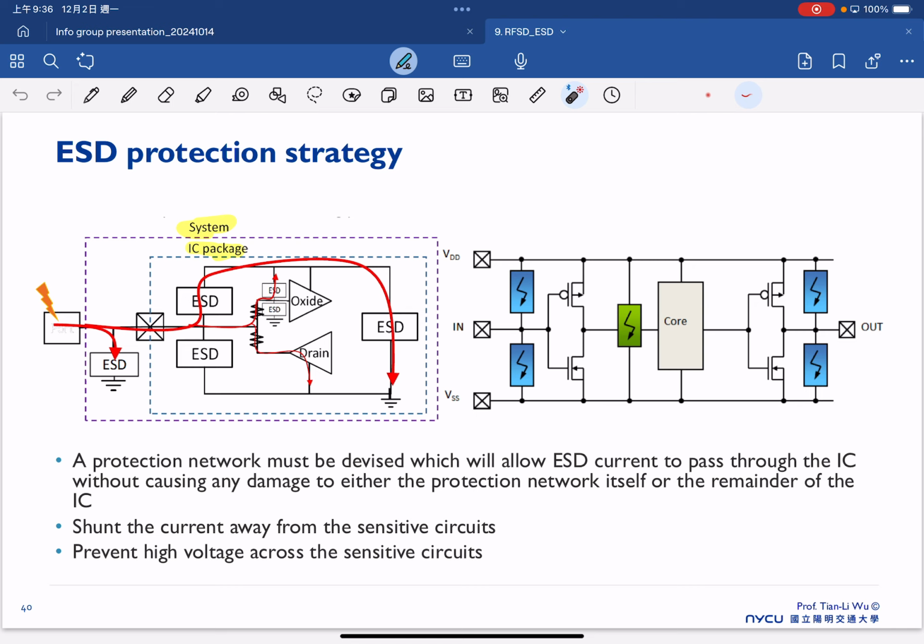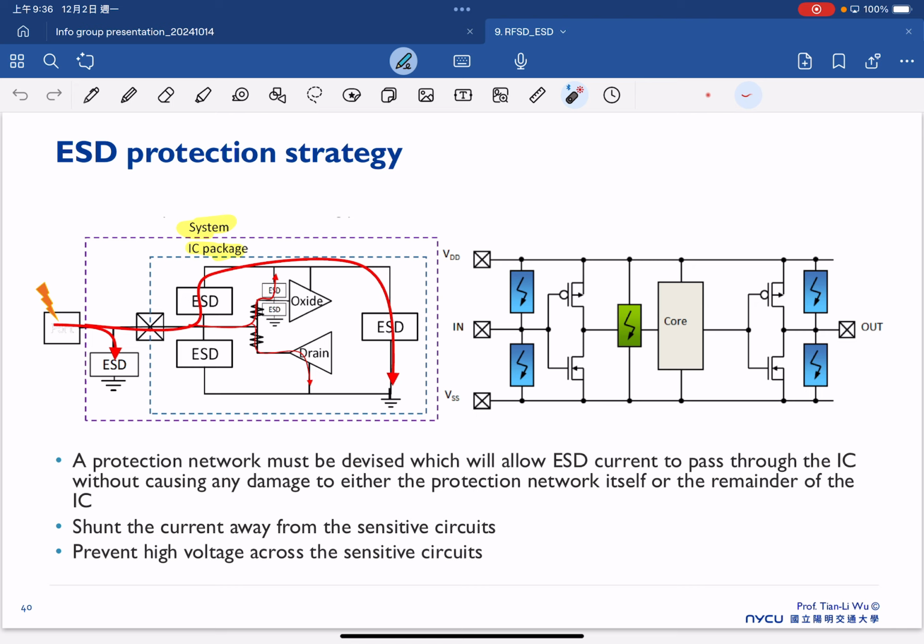So once we have the ESD event, and once we trigger these parasitic BJTs, then we will start to see very high current happening. That's what we call the latch-up event here.